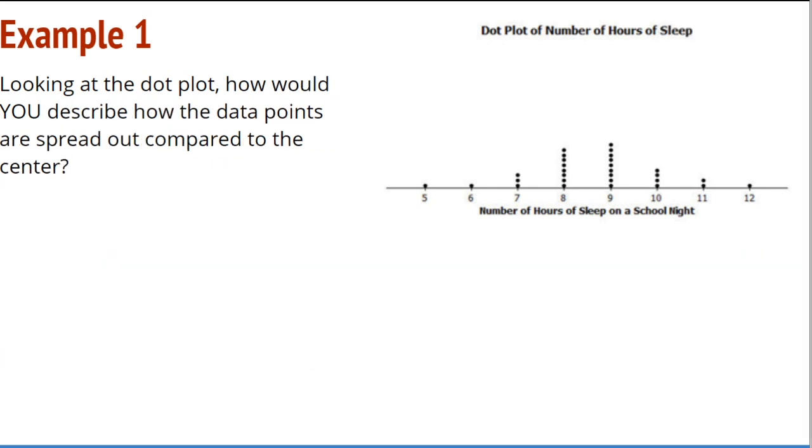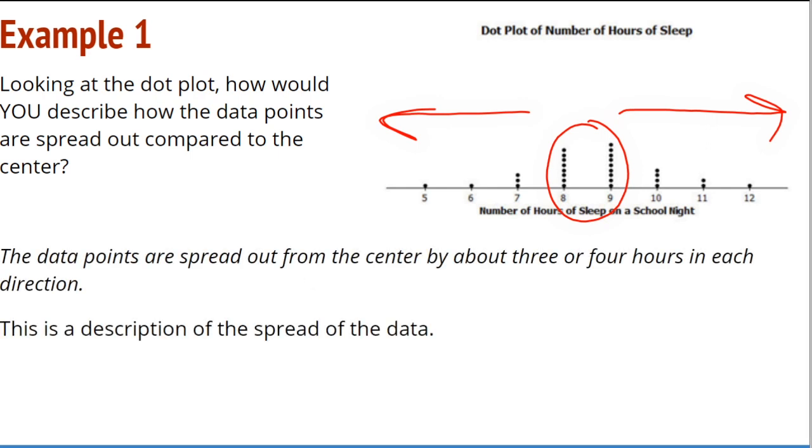So looking at the dot plot, how would you describe how the data points are spread out compared to the center? So if we're saying that the center is right around here, how do we describe what's happening outside of the center? Well, the data points are spread out from the center by about 3 or 4 hours in each direction. I'm about 3 hours this way. I'm about 3 hours this way. This is a description of the spread of the data. How spread out is the data?